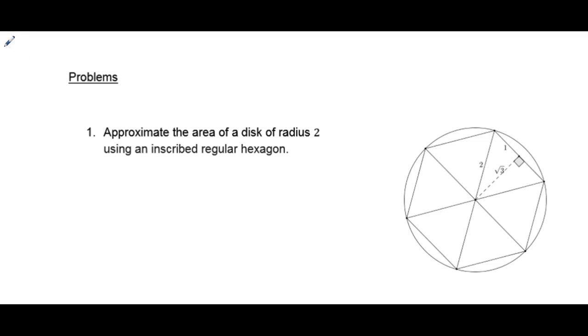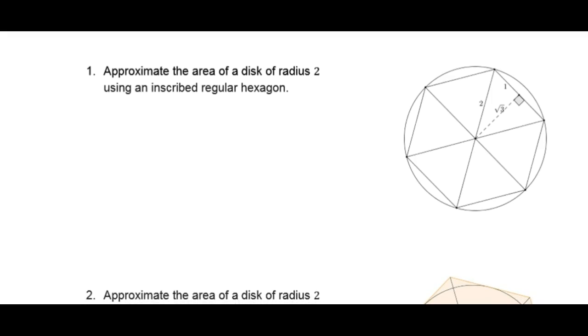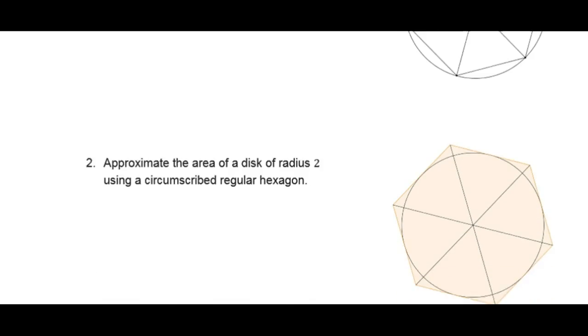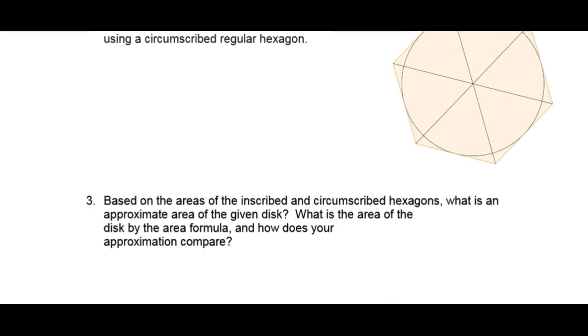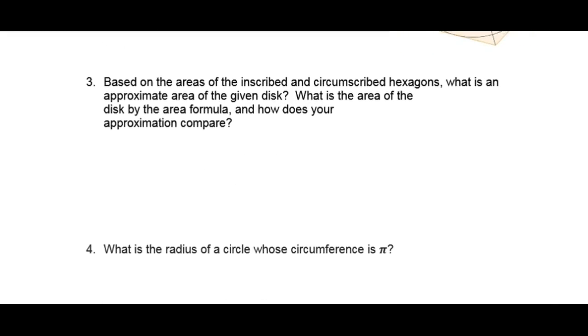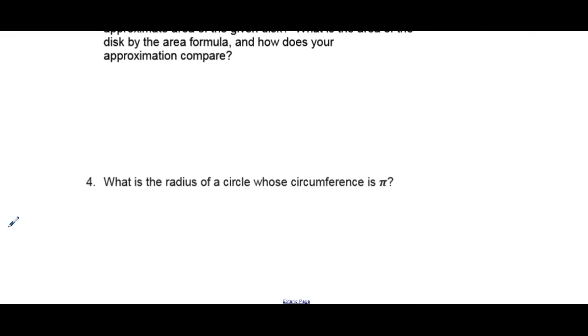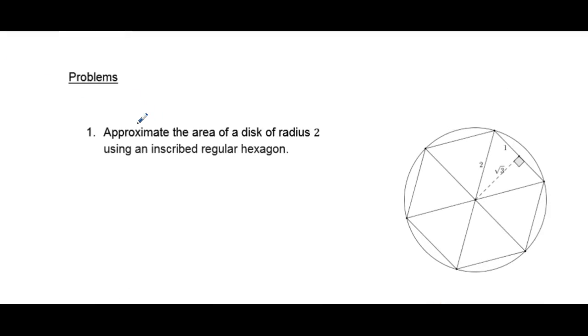Now moving on, if you're up for it and ready for it, let's go attack some problems using what we just learned. On this page, we're going to approximate the area of what they call a disk, a circle, using the inscribed hexagon and the circumscribed hexagon. Then in question 3, we're going to take the average of those two, and then we're going to find the actual area of the circle in 4. Well, we're going to find the radius. We're going to step through it. There's more questions on the next page, but eventually we're going to find the actual area and compare it to our estimate.